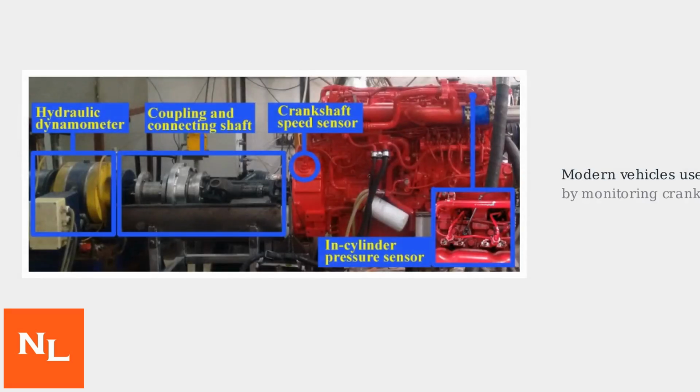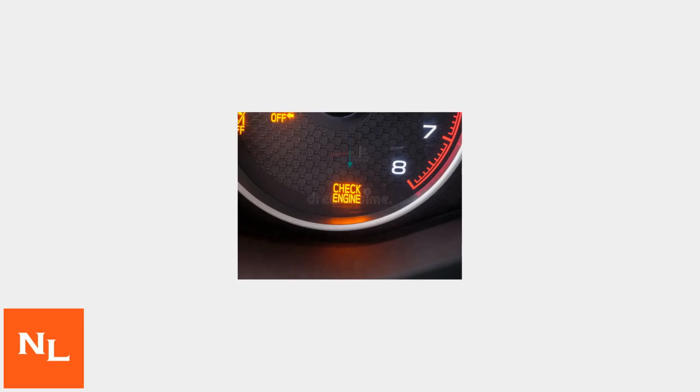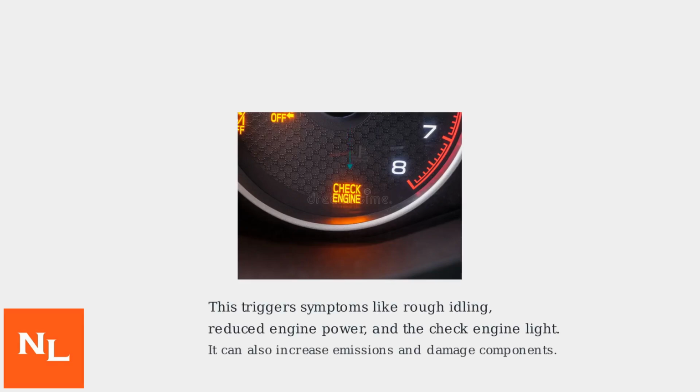Modern vehicles are equipped with advanced sensors that detect these misfires by monitoring variations in crankshaft speed. The engine control module triggers the P0308 code when it detects even minor irregularities in engine rotation. When the P0308 code is triggered, you'll notice symptoms such as rough engine idling, reduced power output, and the illumination of the check engine light on your dashboard. This condition can also lead to increased vehicle emissions and potential damage to engine components like the catalytic converter.